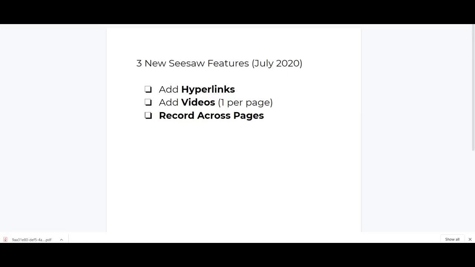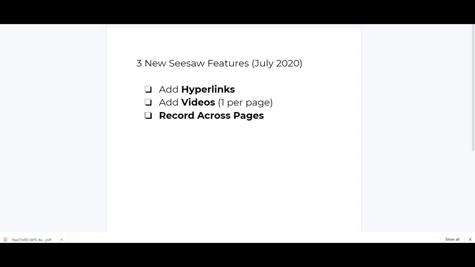Seesaw came out with 3 really awesome features that I want to highlight in this video. One is adding hyperlinks both within activities and on canvases. 2 is adding videos, and although videos have always been an option in Seesaw, now students can add videos to multiple pages within an activity and move the videos around. It used to be just one video was the complete assignment. And the last one is a recording across pages.